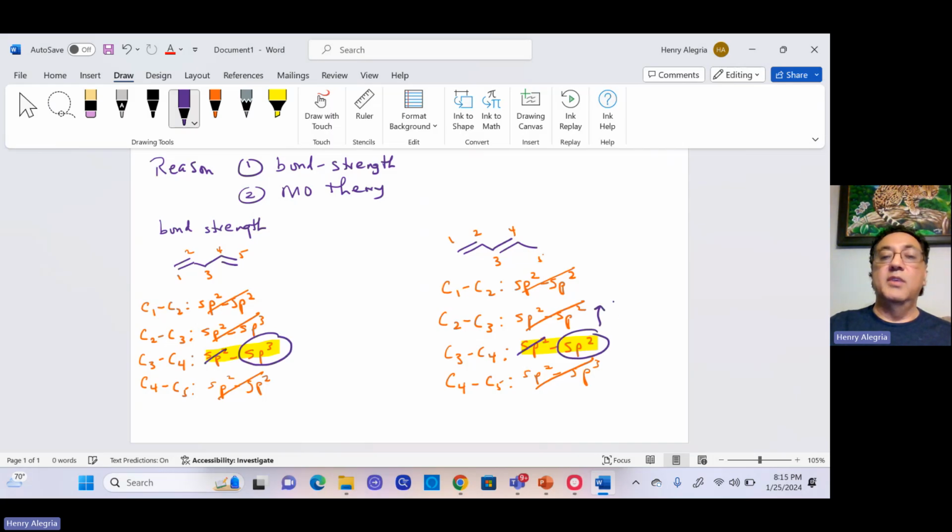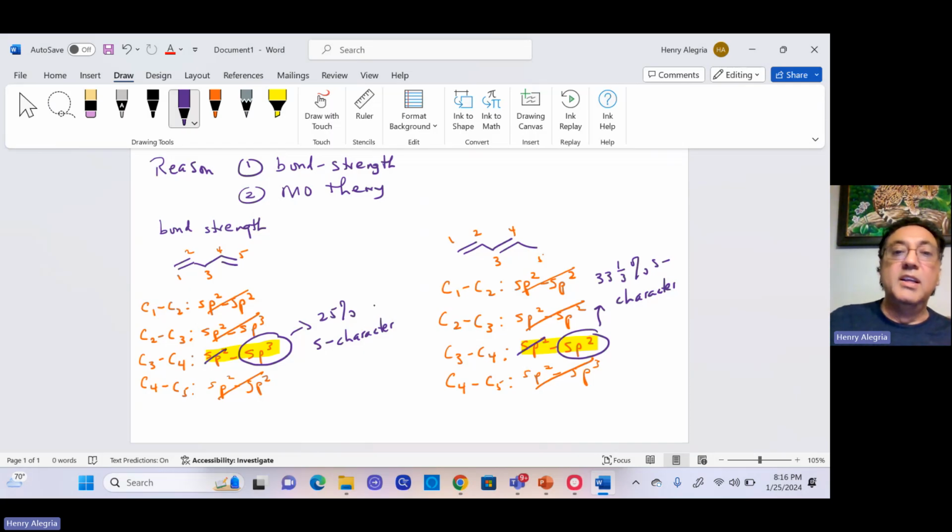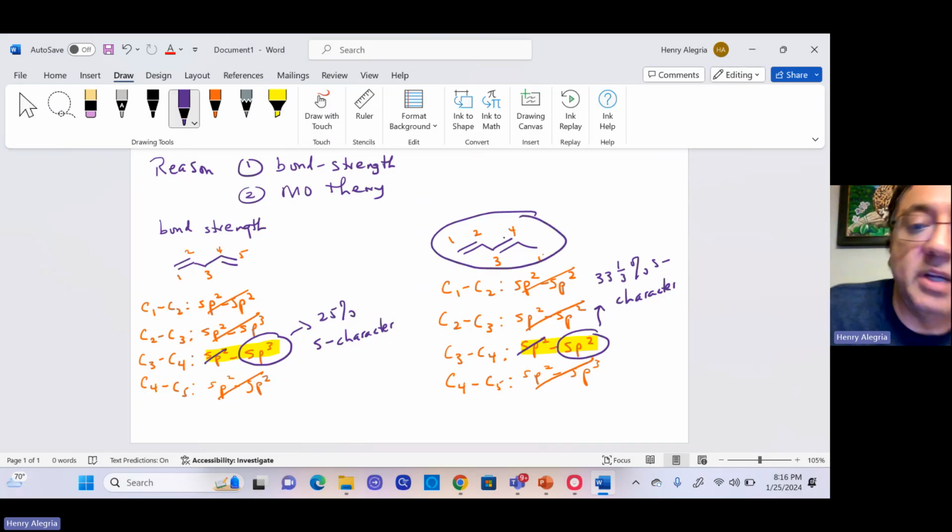So an sp2 orbital, remember, has 33.33% s character, whereas an sp3 orbital has only 25% s character, right? 1 s and 3 p's for a total of 4. The 1 s out of 4 is 25%. If it's an sp2, 1 s and 2 p's, 1 s out of the 3 is a third. Remember, s orbitals are closer to the nucleus, so electrons in them are held more tightly, making that bond more stable. So since I can identify a bond with a conjugated system here that has more s character, you can see why that would be more stable, and that would be a reason why.